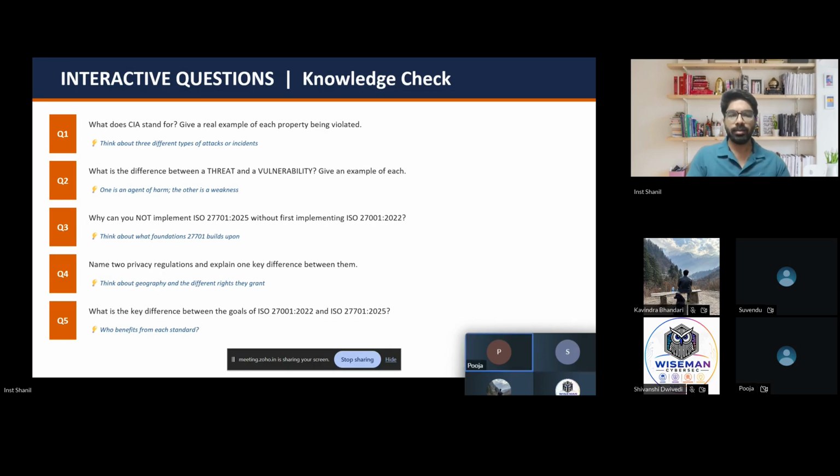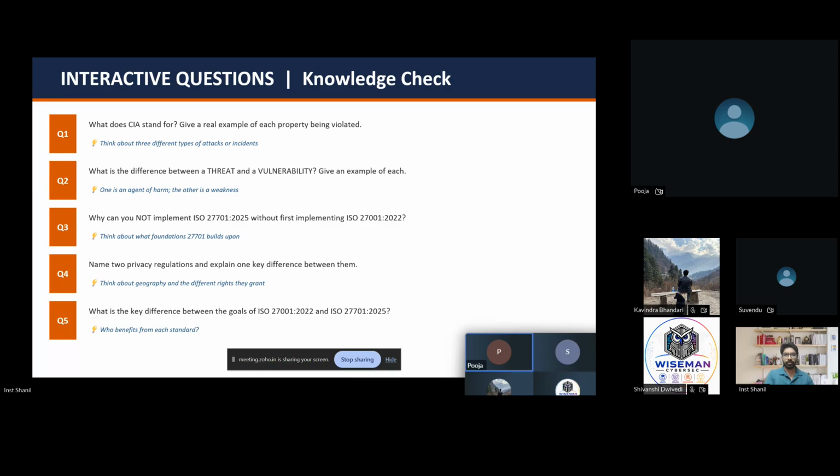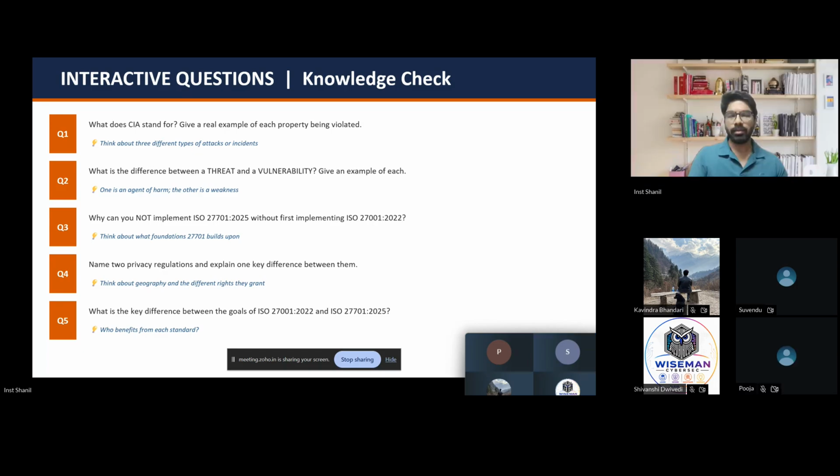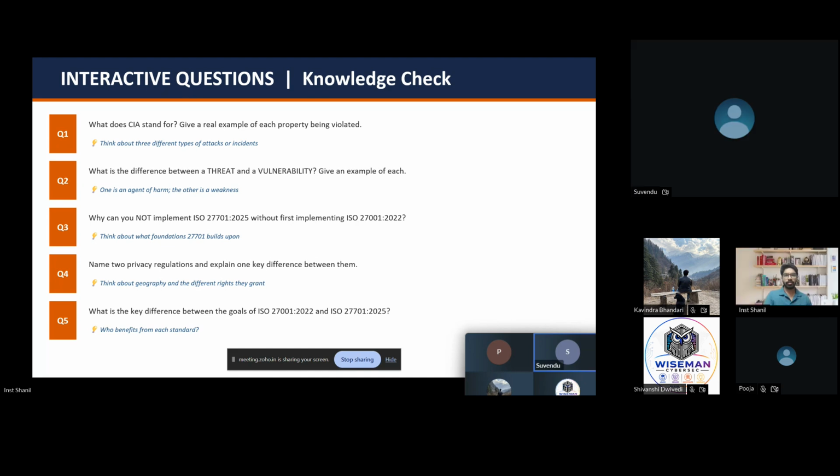Threat could be anything that could harm our organization, for example, our asset. Vulnerability is a weakness. If we don't have the threat, that means we don't have the vulnerability. For example, a password. Is it a threat or a vulnerability? If you're not using a strong password, then it will be the vulnerability.